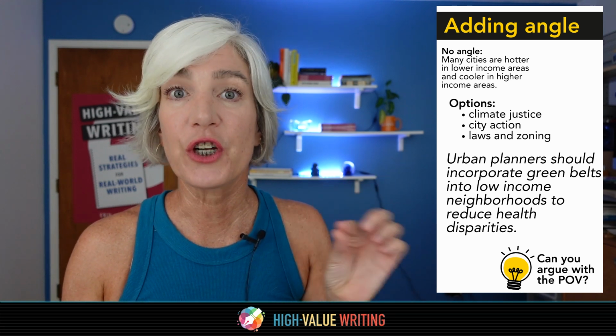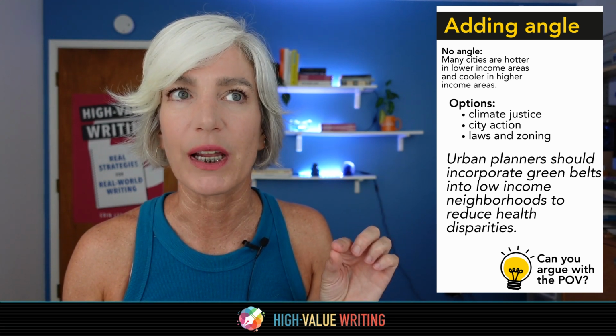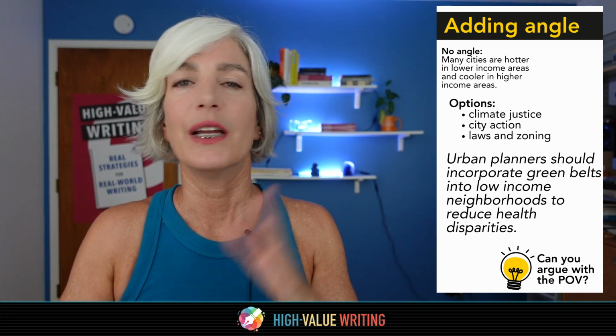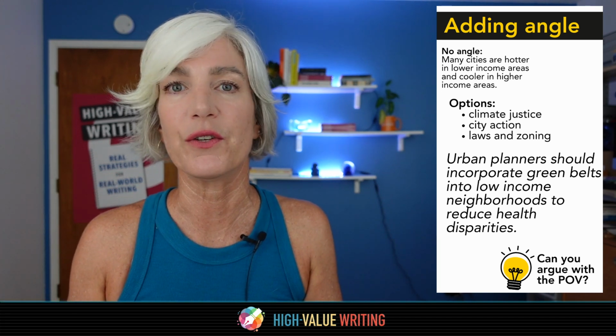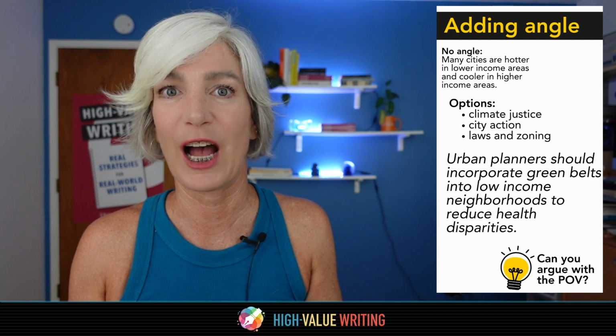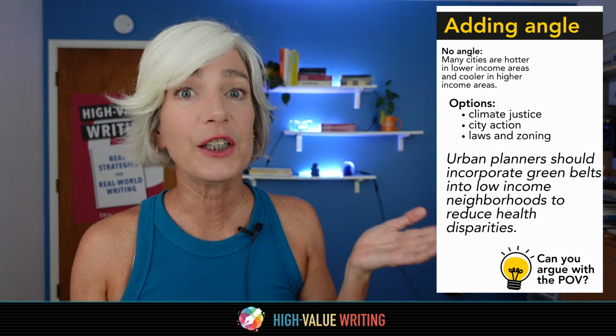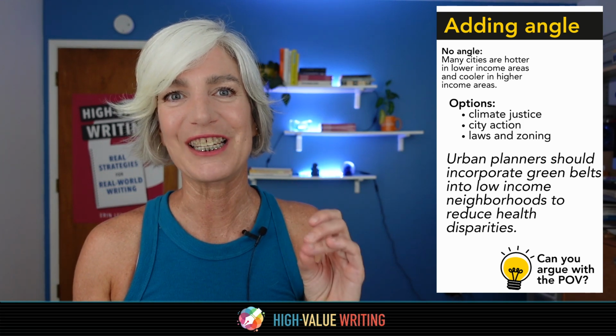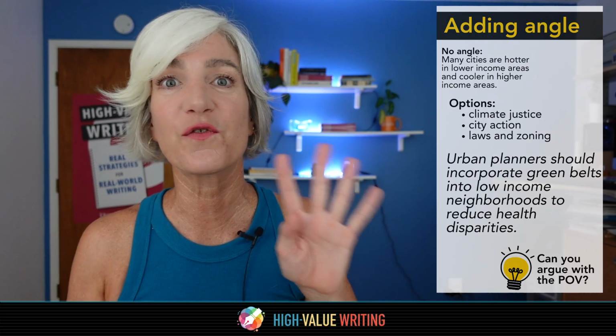Urban planners should, that sounds debatable to me, incorporate green belts, long park areas, into low-income neighborhoods to reduce health disparities happening from all this heat. Can you argue with that point of view? I think you can. So that means I have an angle, I have a claim, I've made it debatable. All right, so try those 4 steps and you should be able to come up with an interesting thesis that you can get behind for writing your paper after that.